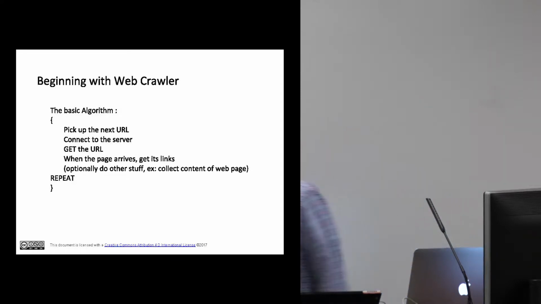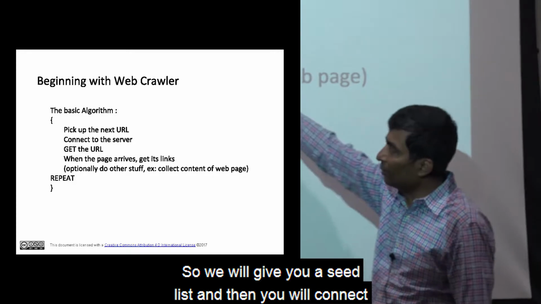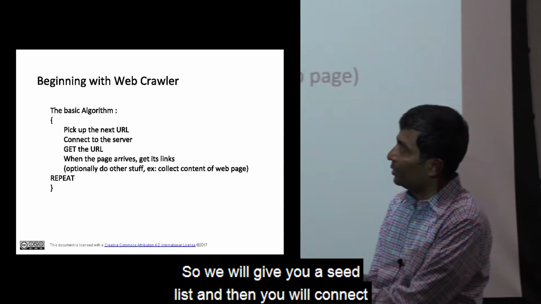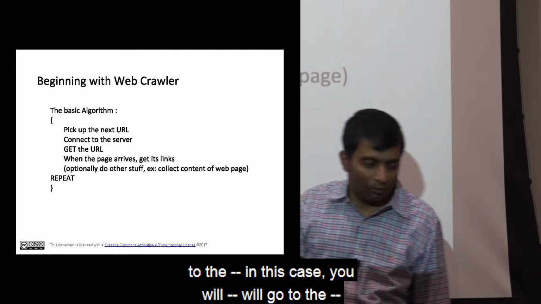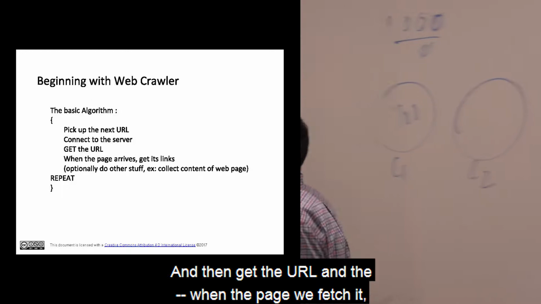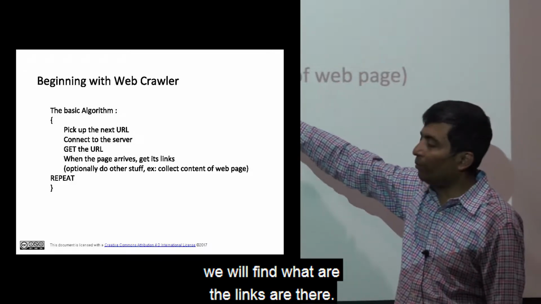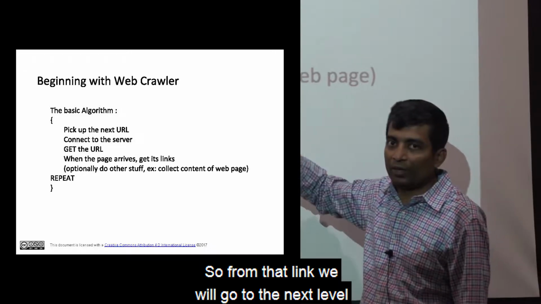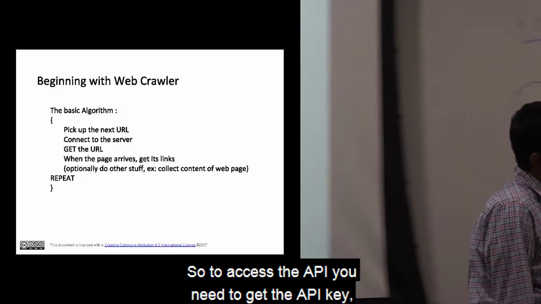So what I mean is this. We'll give you the program, you just need to run it here and then crawl those pages. We will give you a seed list, and in this case you will connect to the Guardian website or server and get the URL, and when we fetch the page, we will find what links are there. From that link we will go to the next level, call the program again and find more pages.